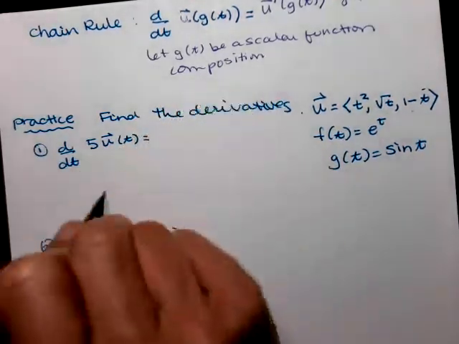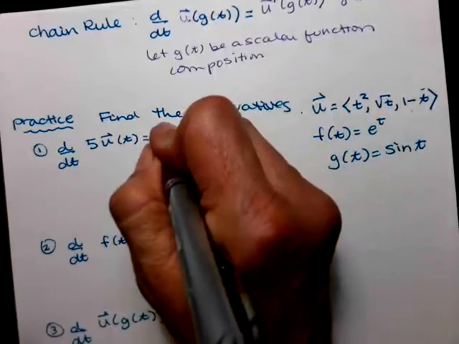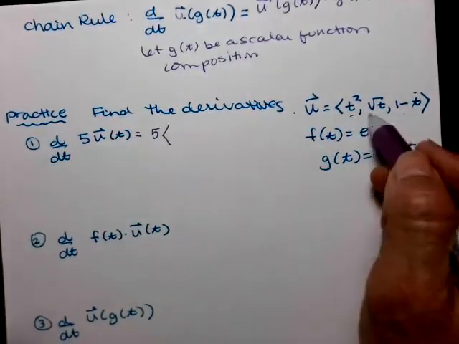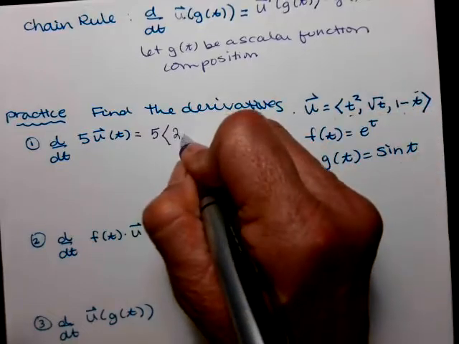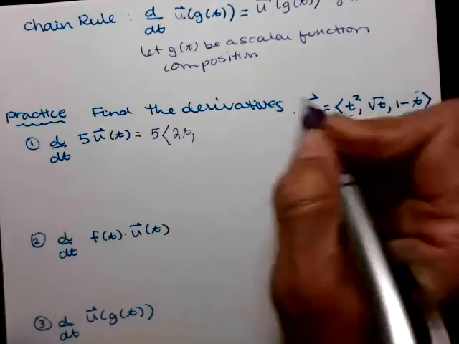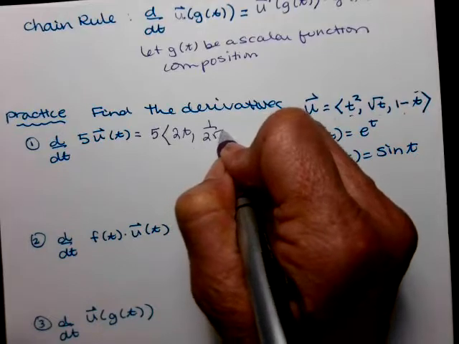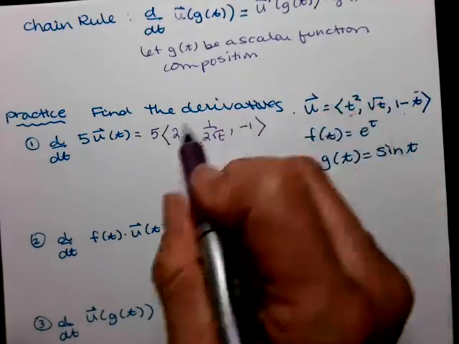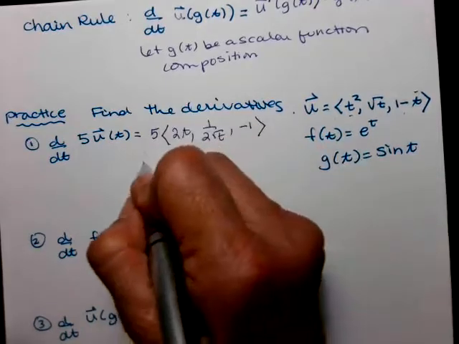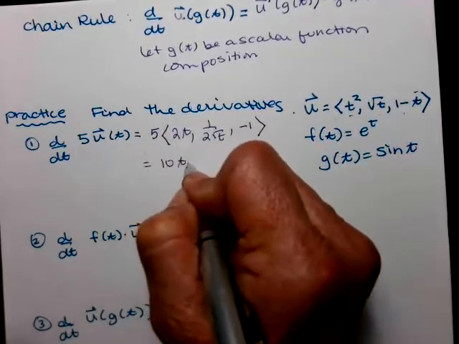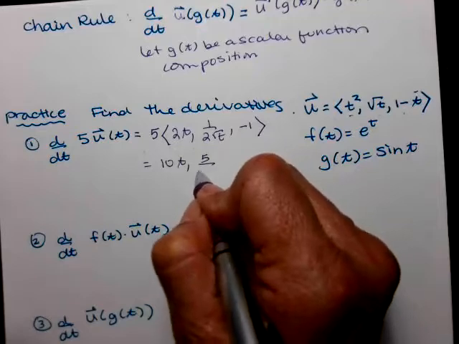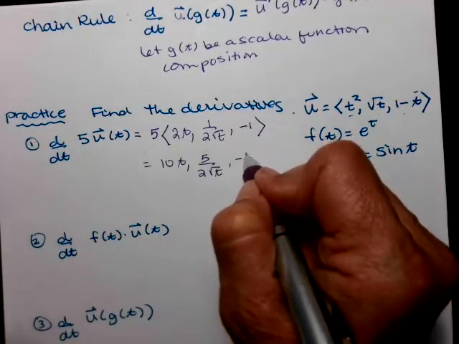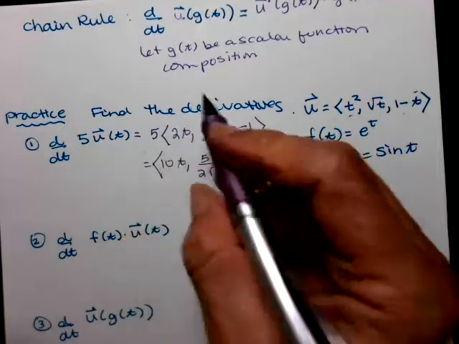Okay. So I'm going to take the derivative of u. So the derivative of u, we're just going to go, right, term by term. So 2t, 1 over 2 square root t, negative 1. And then we'll distribute the 5. So that will be 10t, 5 over 2 square root t, and negative 5. That is the rate of change.